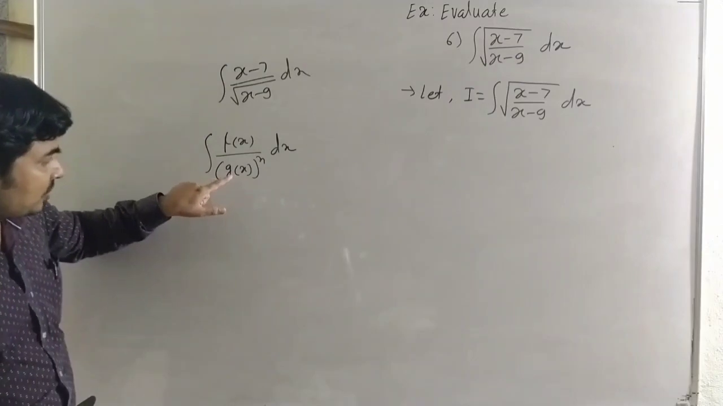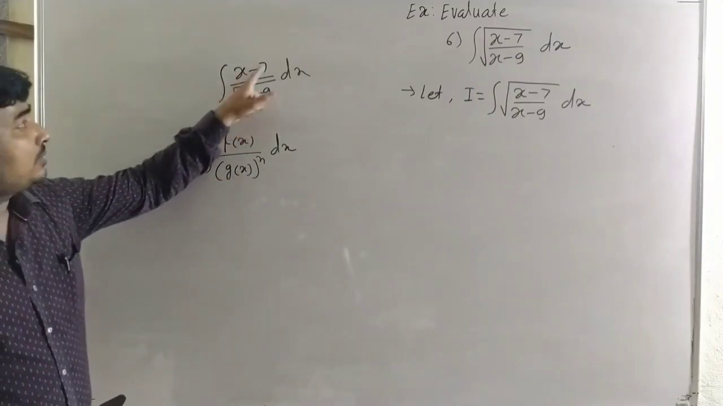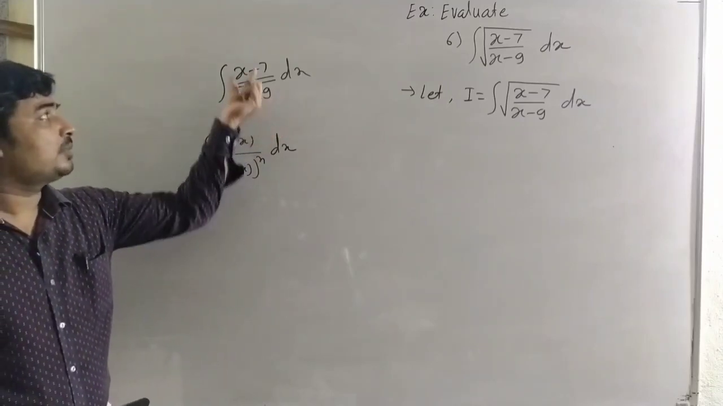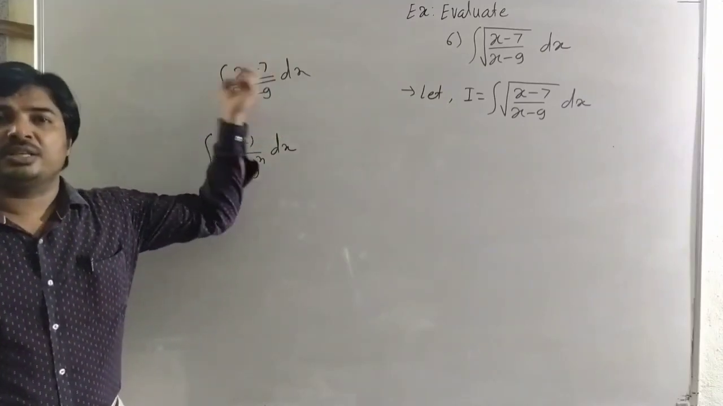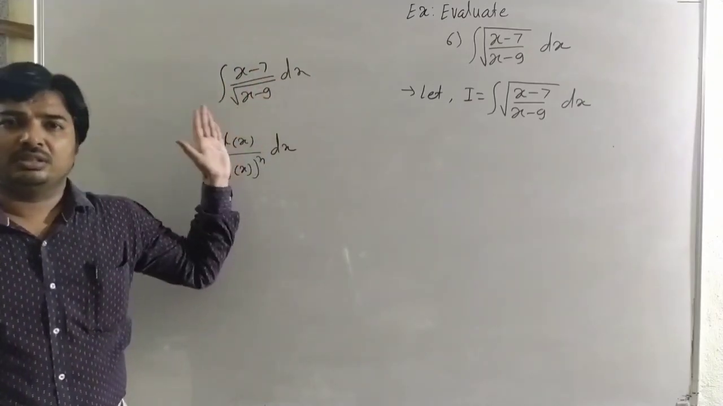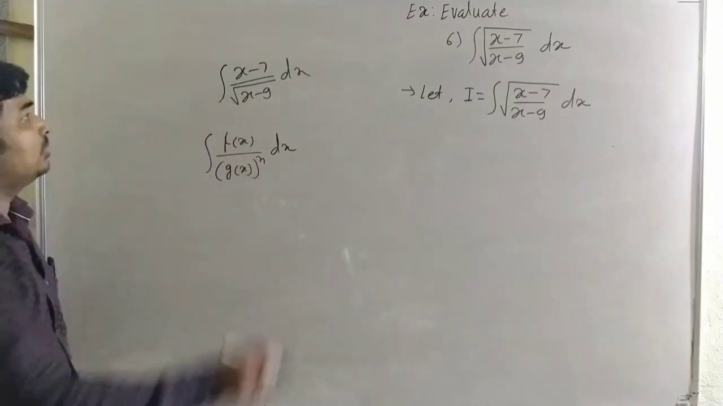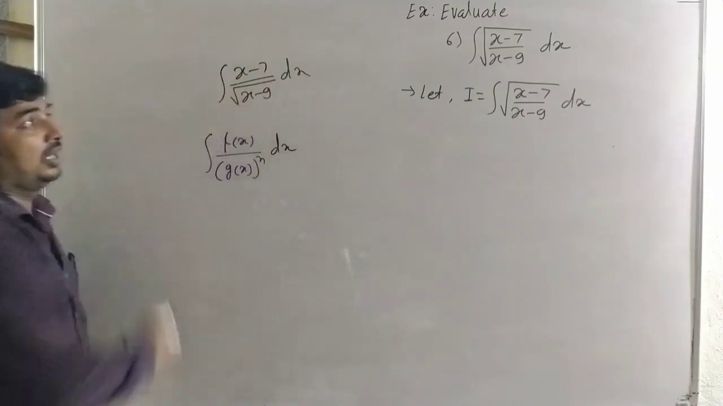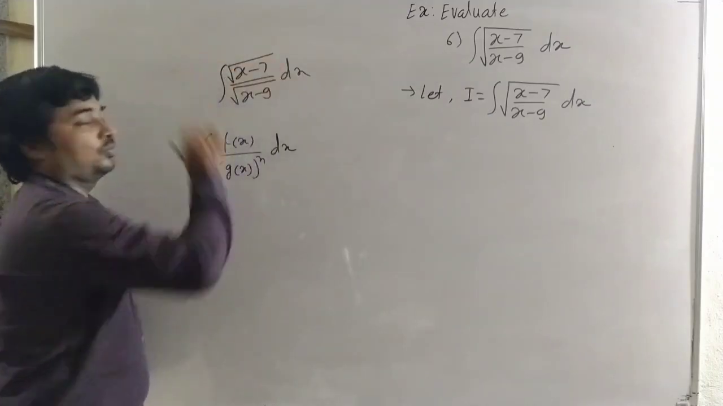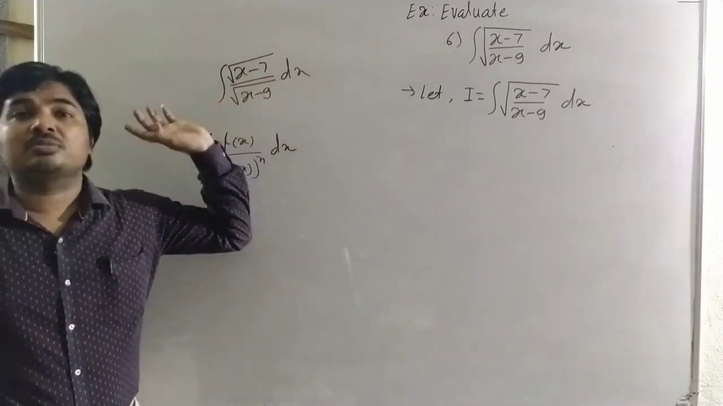Then we adjust this g of x in f of x. Here, x minus 7 upon x minus 9, we adjust this x minus 9 in x minus 7 and we can solve. Such type of examples we have already learned in lecture number 7. See lecture number 7 carefully, but here the question can be asked in this type: under root of x minus 7 upon under root of x minus 9.